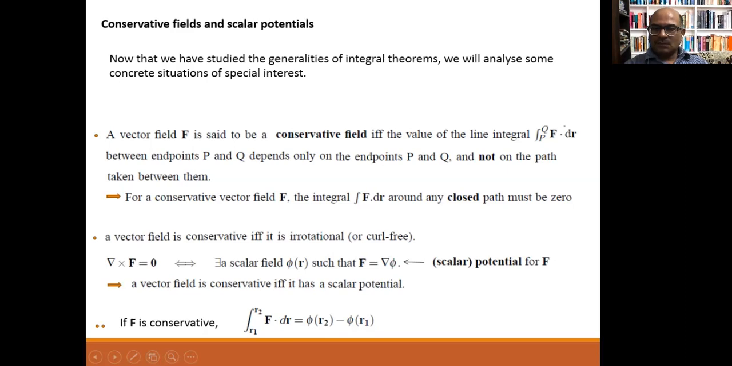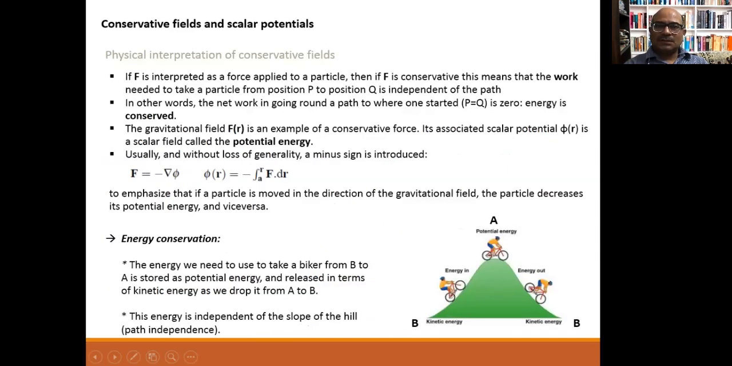If f is conservative, then the integral from r1 to r2 of f dot dr will be phi(r2) minus phi(r1). So these are the conservative field conditions. I hope many of you already know these facts. The physical interpretation of conservative fields and scalar potentials is very simple to understand.